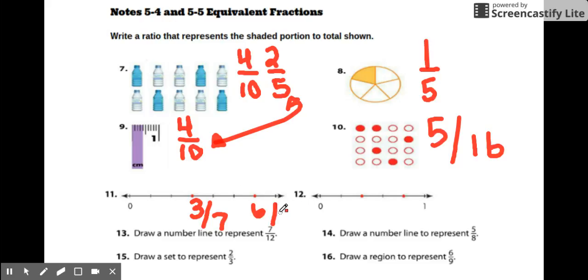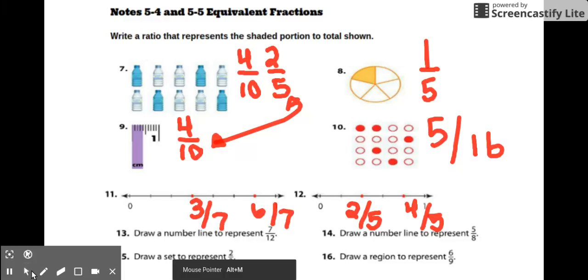Try number 12. All right, so you should have counted 5 tick marks between the 0 and the 1. And then this dot was on the second one, and this dot's all the way over on the fourth. So 2 out of 5 and 4 out of 5. And then drawing a number line to represent, I'm just going to show you the completed notes.